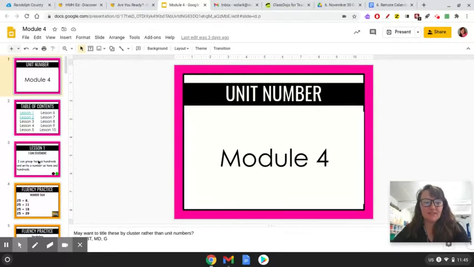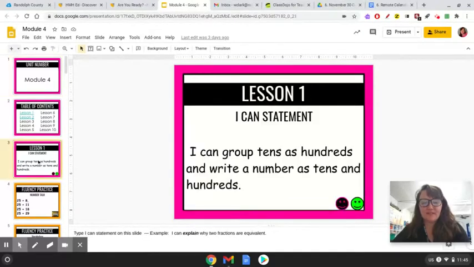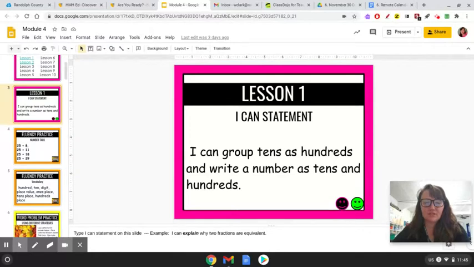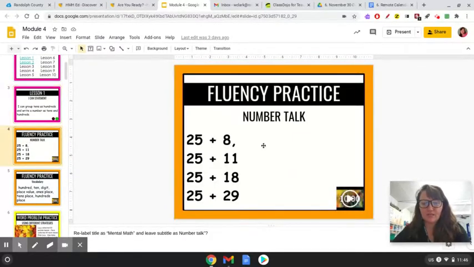So let's get started. All right, lesson 1. I can group tens as hundreds and write a number as tens and hundreds. Okay, so basically this is place value. Okay, so let's start off with a number talk.